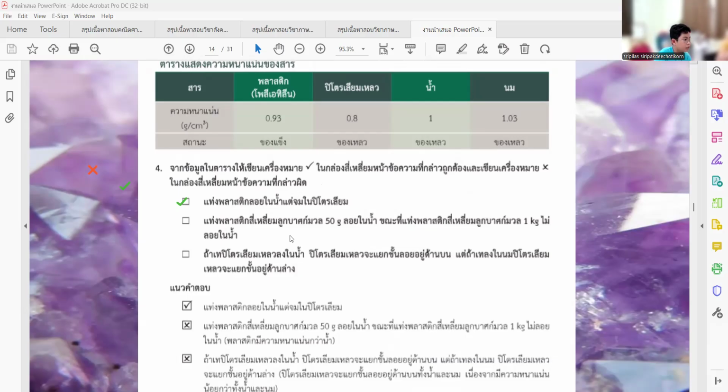Cross, you should know because look at this. A square plastic with a mass of 50 grams floats. If the plastic had 1 kilogram of mass, it won't float. Wrong. It will make it sink even more. If it has more mass, that means more volume, and more volume means less density. Oh, wrong. If we pour petroleum into water, the petroleum will float on the water, correct?